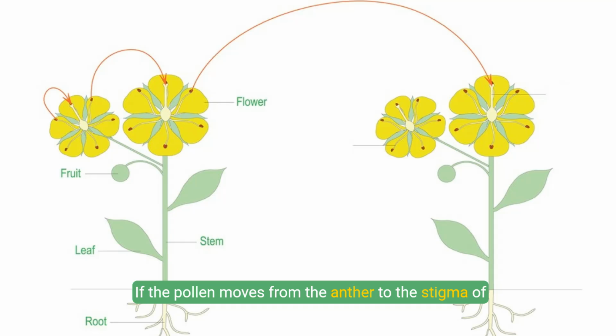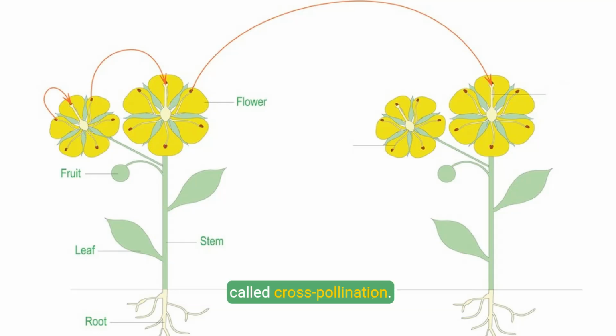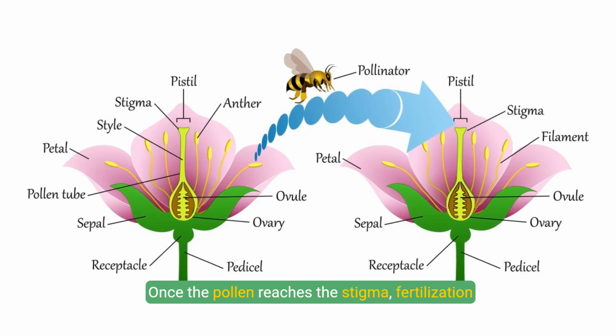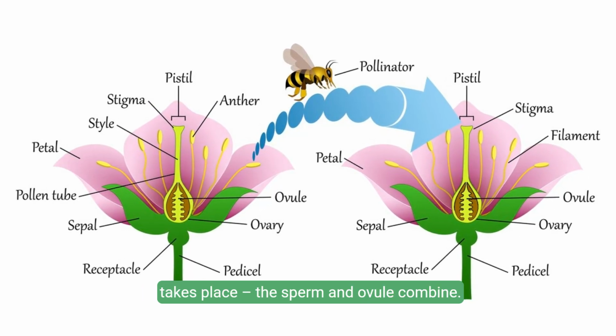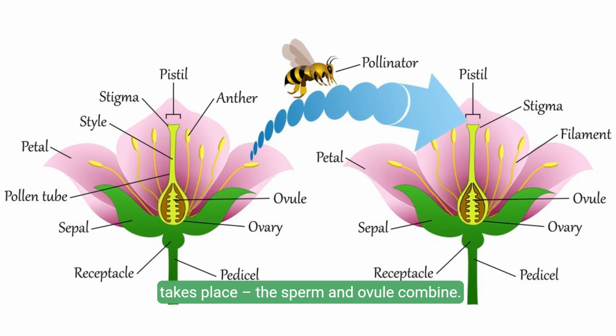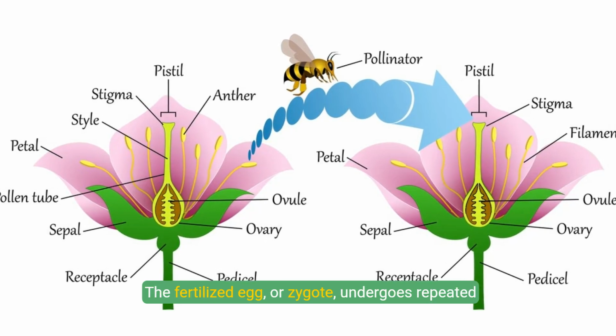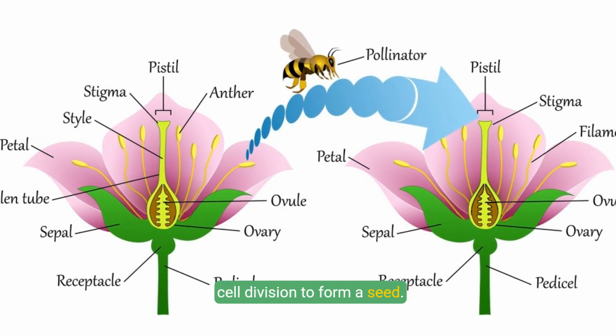If the pollen moves from the anther to the stigma of the same flower, it's known as self-pollination. However, if the pollen is taken from one flower and ends up on a different flower's stigma, it's called cross-pollination. Once the pollen reaches the stigma, fertilization takes place. The sperm and ovule combine. The fertilized egg, or zygote, undergoes repeated cell division to form a seed.